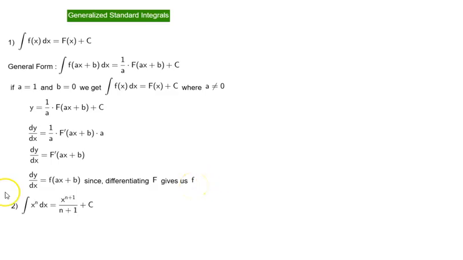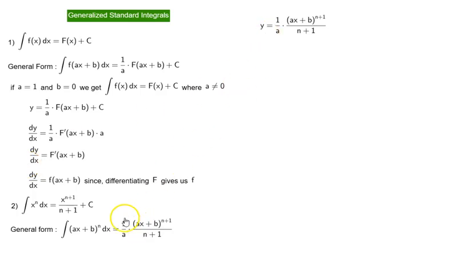Let's look at the second one. Remember the standard integral of x to the power of n dx is equal to x to the power of n plus 1 by n plus 1 plus c. So the general form would be what? Integral of ax plus b to the power of n dx. And that would be equal to 1 by a times ax plus b to the power of n plus 1 by n plus 1. Again, let's verify that.